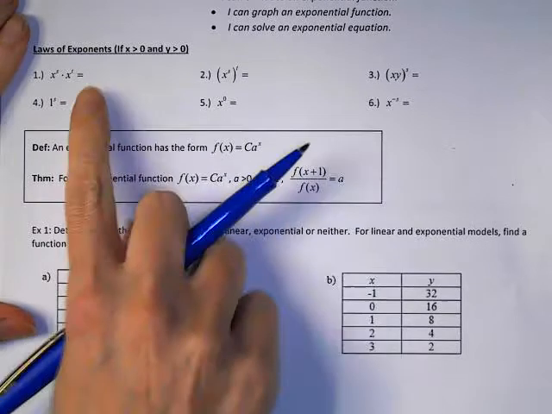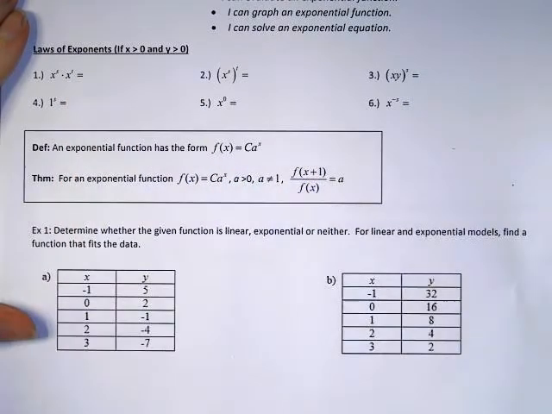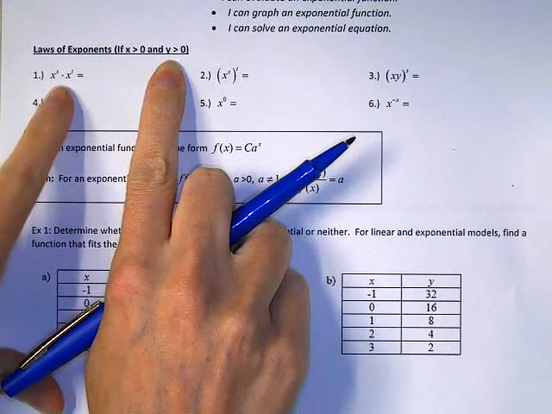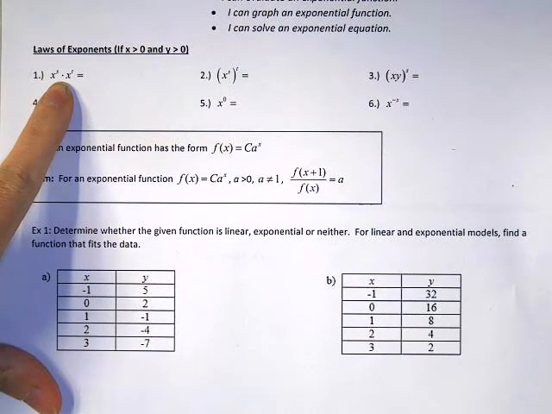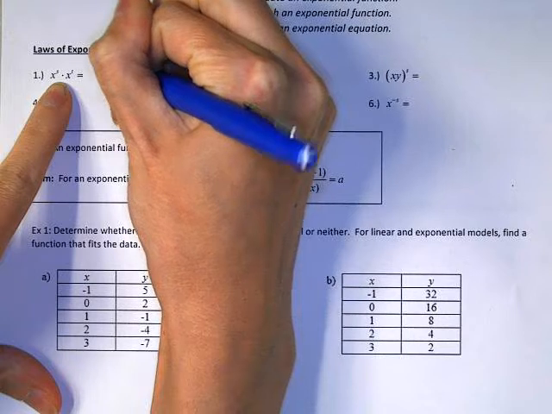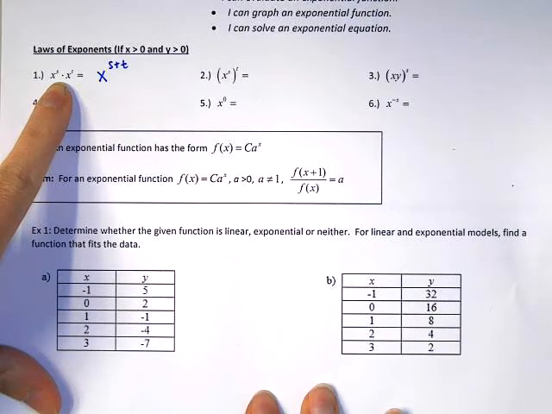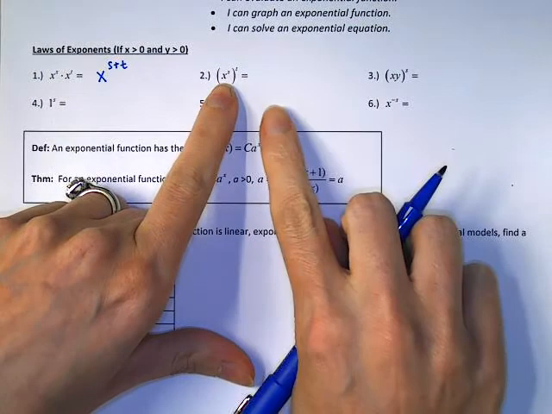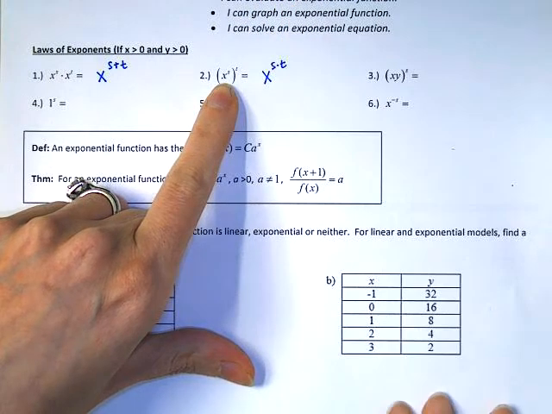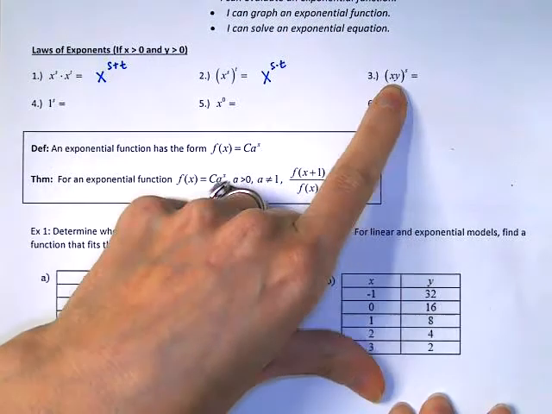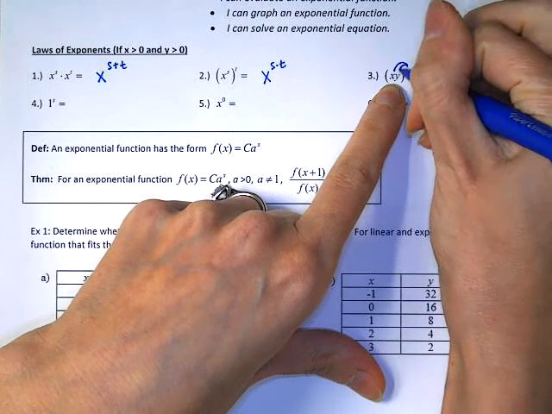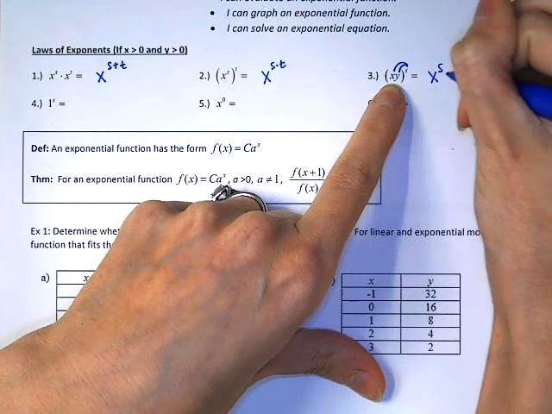A little refresher: do you remember the laws of exponents when x and y are greater than 0? This one, remember when you're multiplying same bases, the base stays the same, but you add the powers. And this one, when you raise a power to a power, you actually multiply, s times t. When you have two different bases and you're raising them both to a power, you need to distribute it in, so it's x to the s, y to the s.